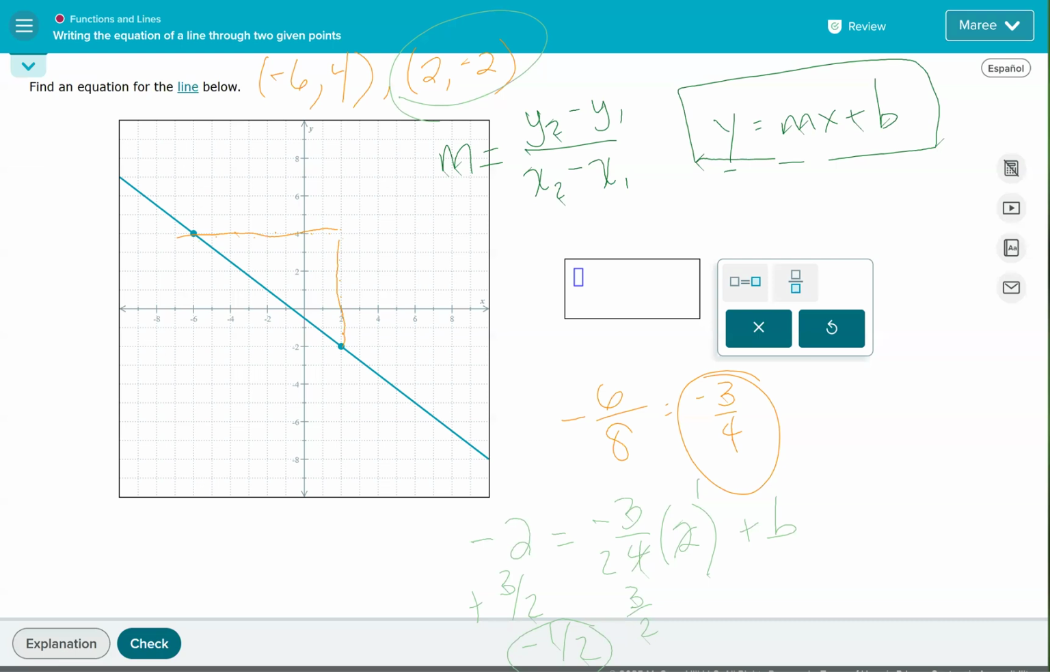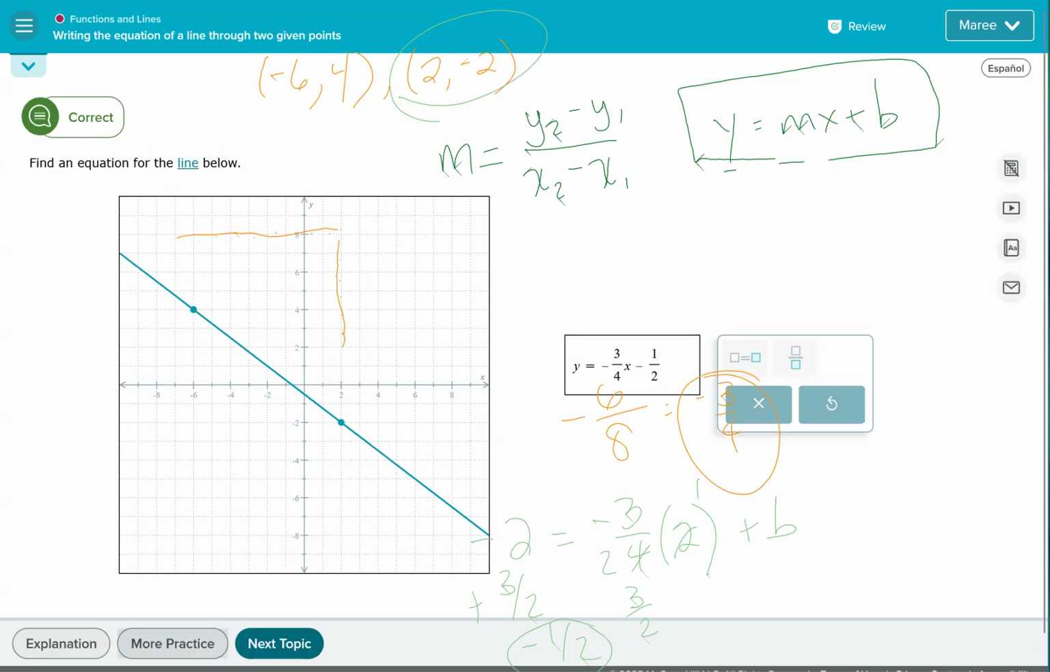Circle that. Then we want to use these two numbers. So y equals, our slope was negative 3/4. Don't forget the x minus 1/2. Since our y-intercept was negative, we want to do our y-intercept there, the negative there.